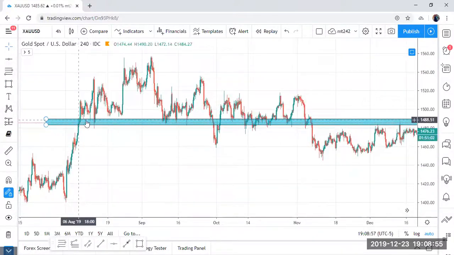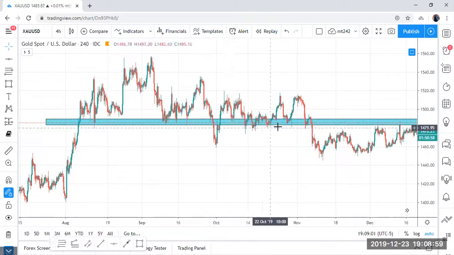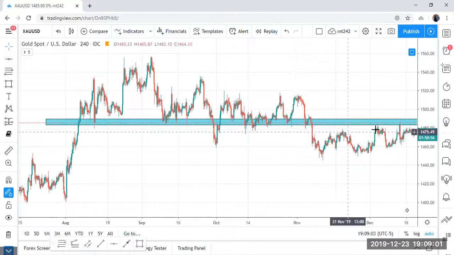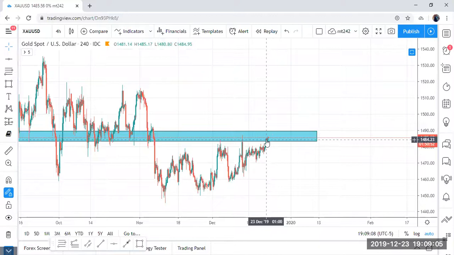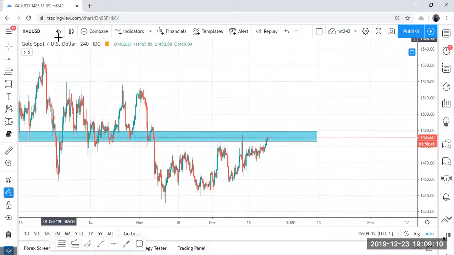Price has been finding support along this area here. Resistance, resistance, resistance. And price is currently inside. Because we're on the 4 hour, that could take a while.